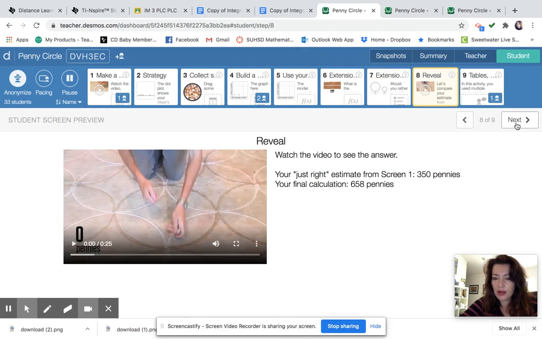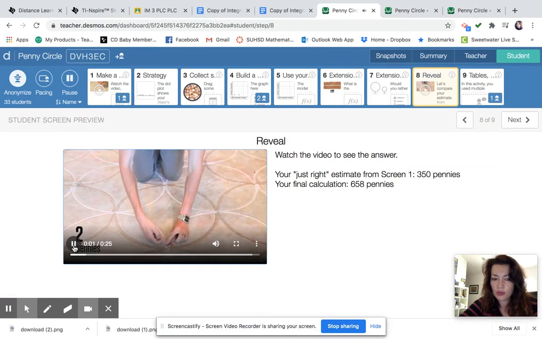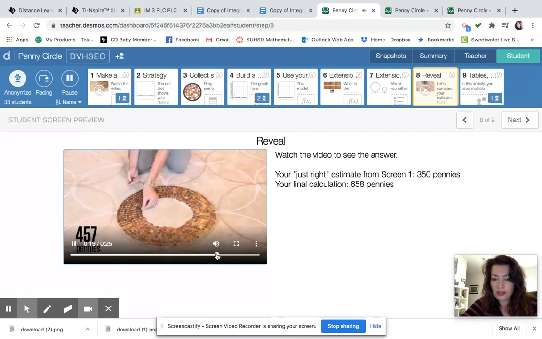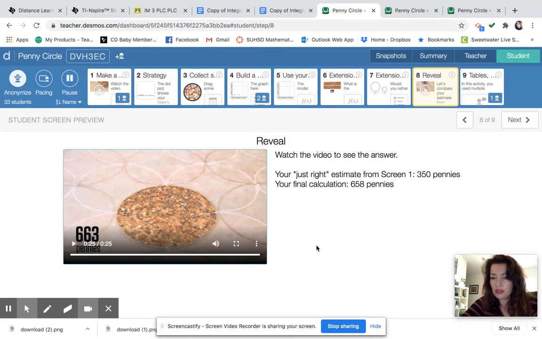And here it shows us what the actual final estimate is. Let me zoom in faster. So 663, and my final calculation was 658, so that was pretty close using the class data.